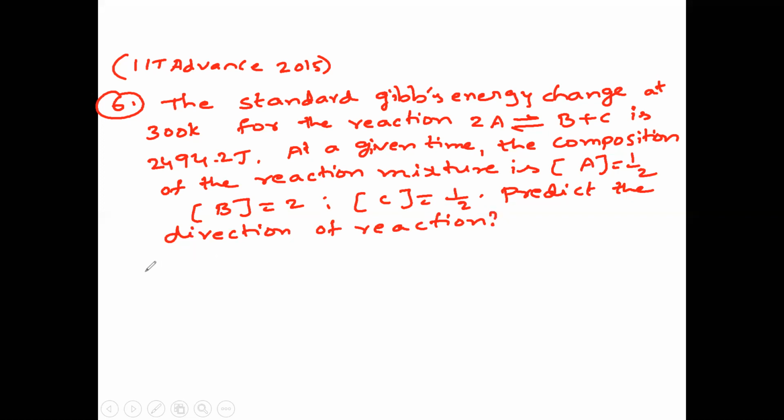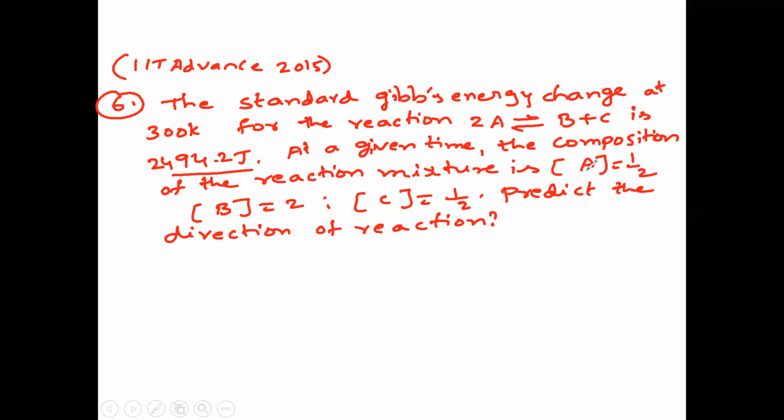Here I'm not giving options because anyway it can be forward direction or backward direction, so the options will be the same. First, they have given the standard Gibbs energy change at 300 kelvins for the reaction 2A gives B plus C as 2494.2 joules. At a given time, the composition of the reaction mixture is concentration of A equal to 1 by 2, and concentration of B equal to concentration of C. This is the additional part, because from this data we know how to calculate Kc. After finding Kc, we have to find Q also. From this data we can find Q.